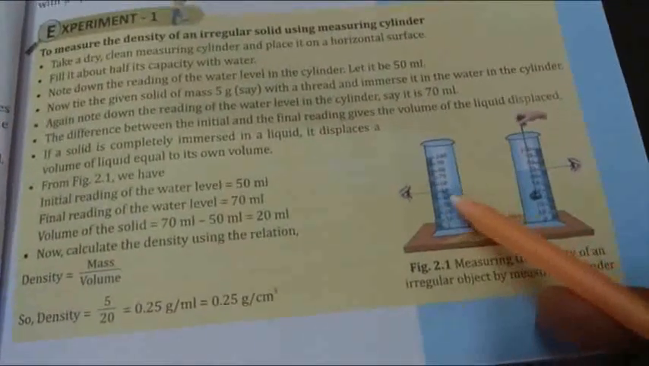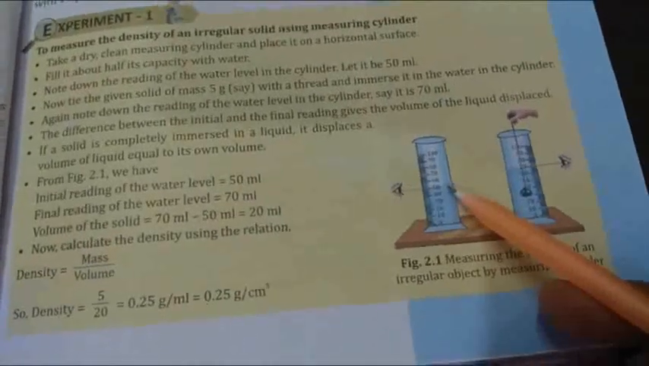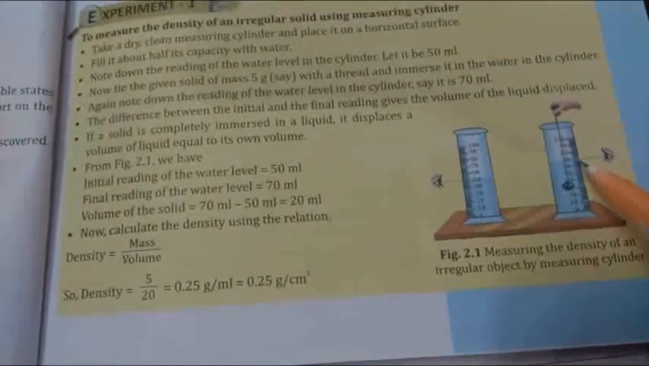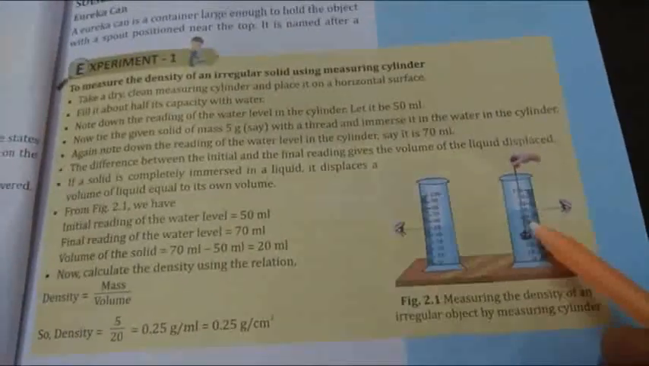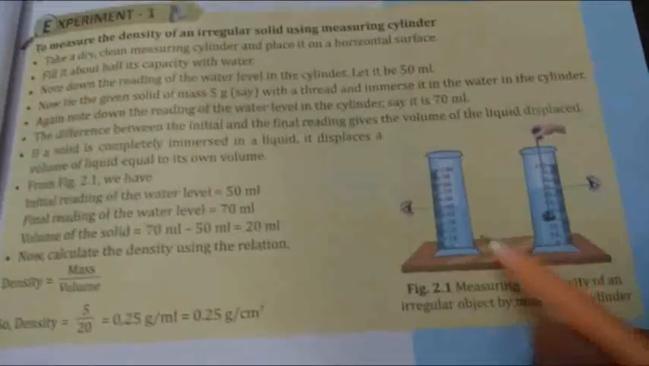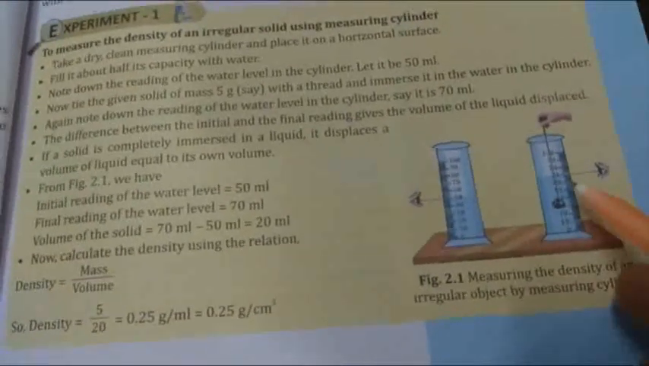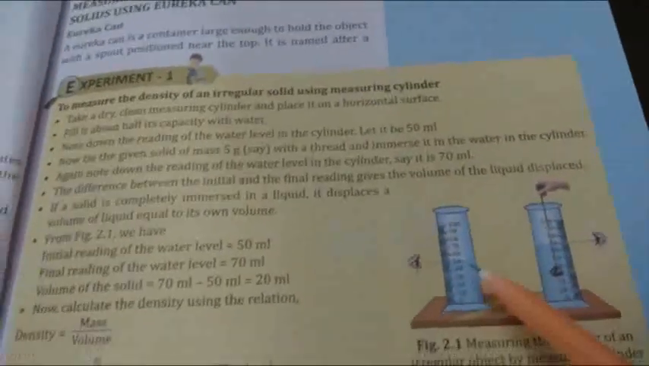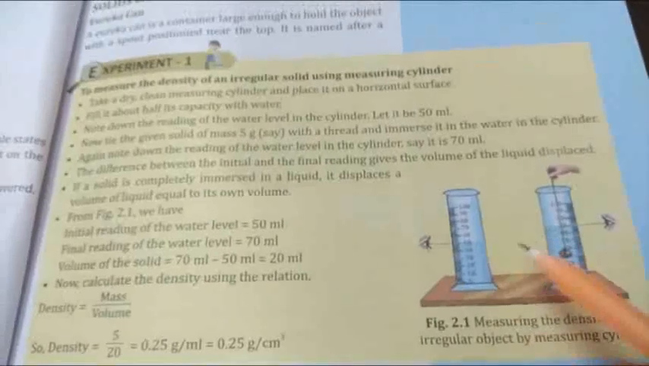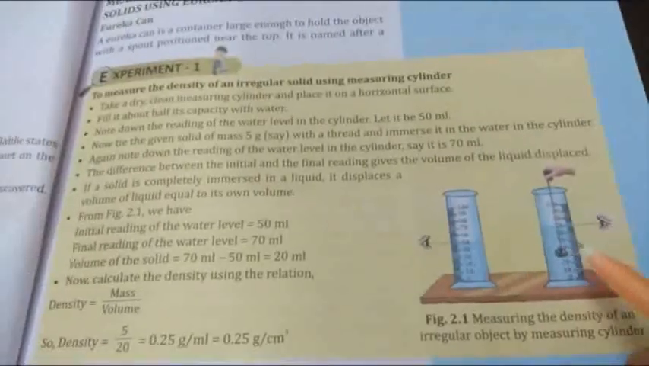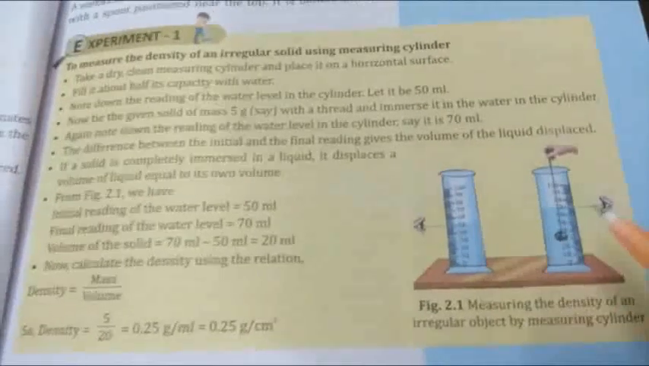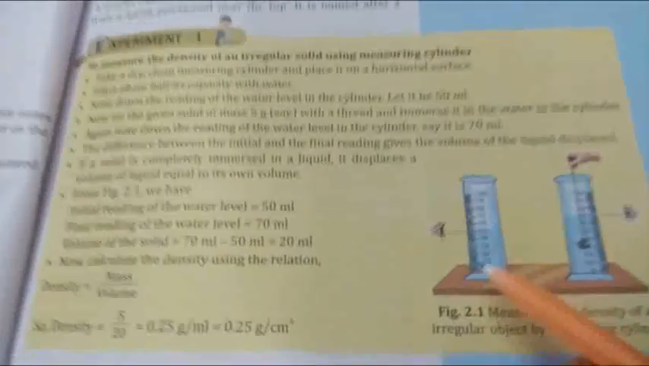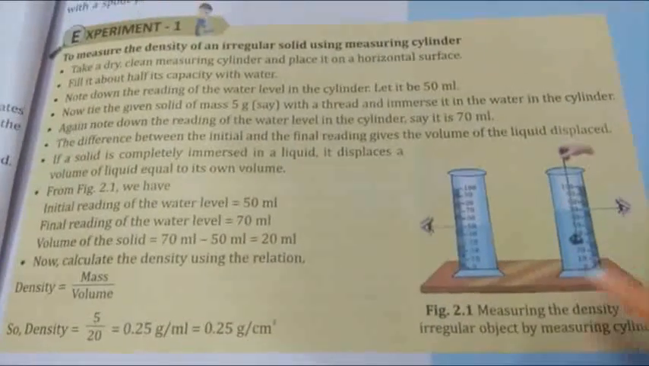See in the figure, the initial reading of the water level is 50 ml, and the final reading of the water level is 70 ml. So the volume of the solid is the final minus the initial volume. The final is 70 ml and the initial is 50 ml. When you subtract, 70 minus 50 is equal to 20 ml, which is the volume of the solid.